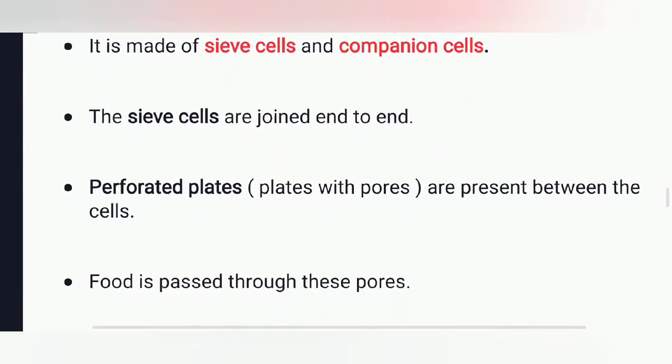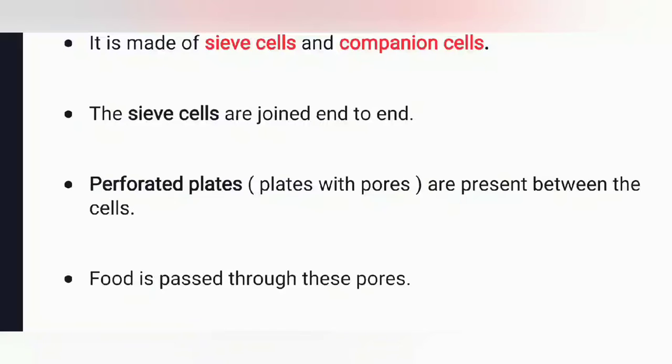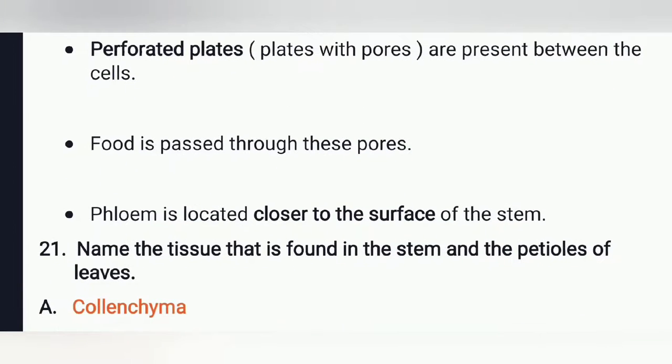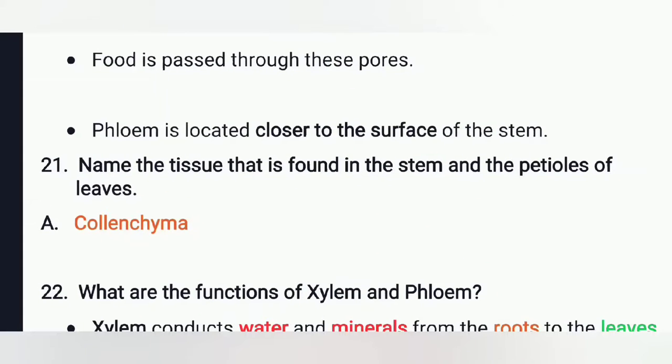The sieve cells are joined end to end. Perforated plates. It means plates with pores. What do you mean by pores? Tiny holes are present between the cells. So through these pores only, food is passed. Last point, phloem is located closer to the surface of the stem. Unlike xylem, which is located at the center of the stem, here phloem is located very near to the surface of the stem.